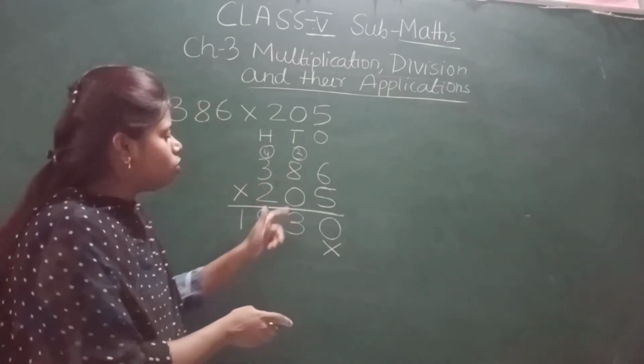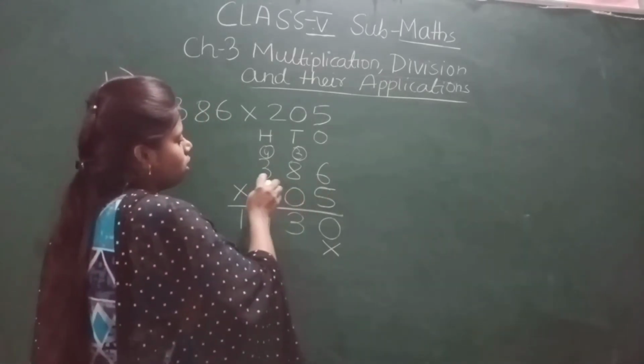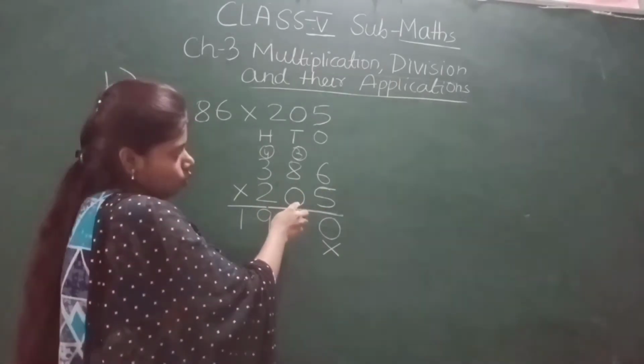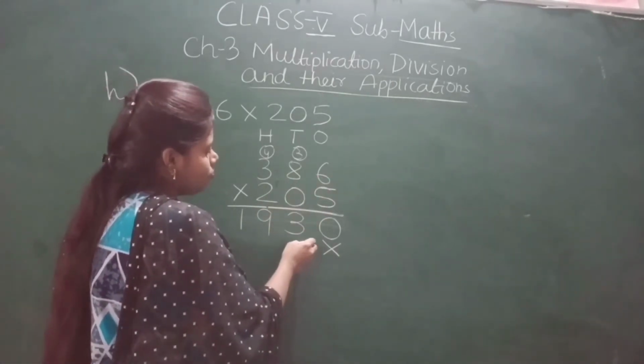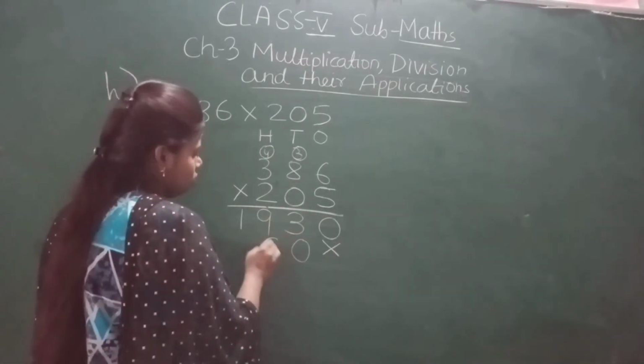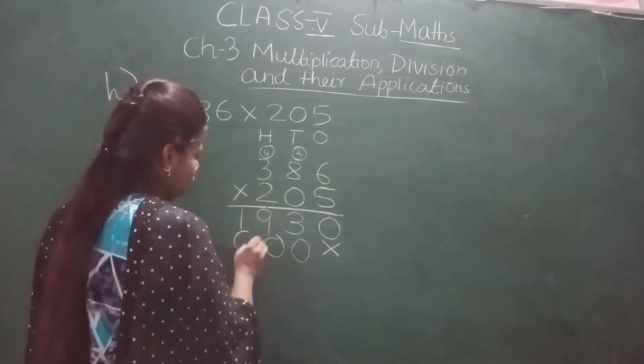Okay. Now how to do? We are going to multiply this number with 0. Now 0 6s are 0. Any number multiplied by 0 is 0. 0 8s are 0. 0 3s are 0.